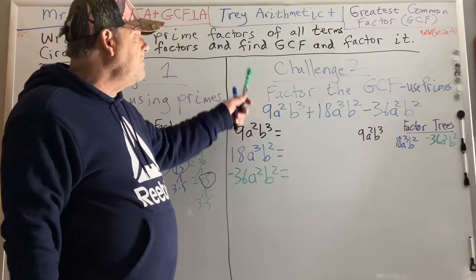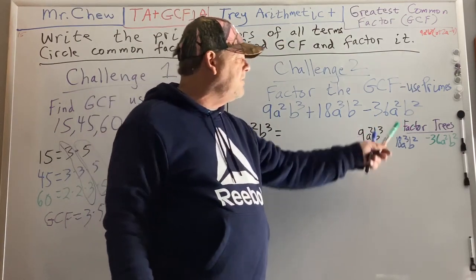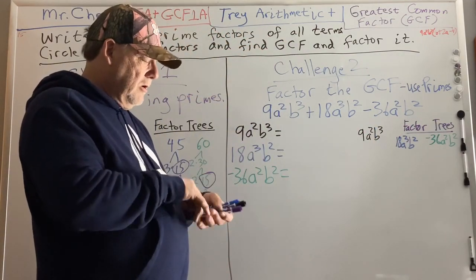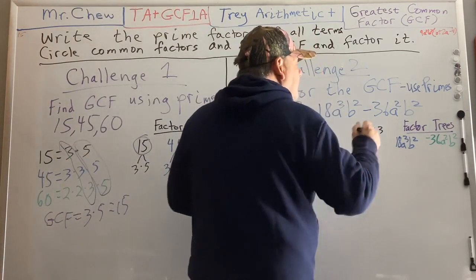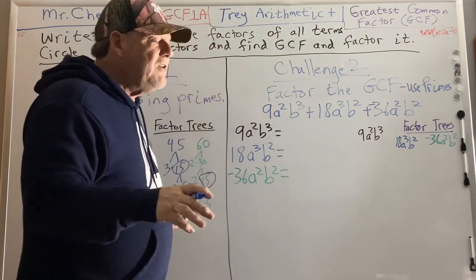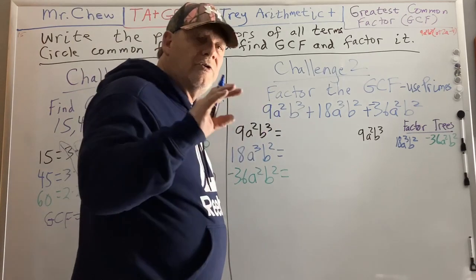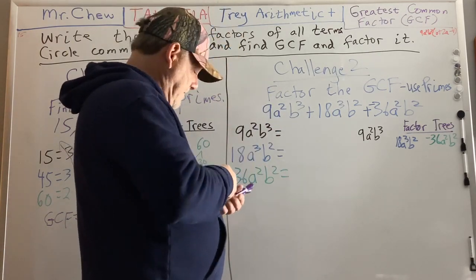So challenge 2 says factor the GCF using primes out of this expression. Very first thing I want to do, because it can cause a problem, is change the minus 36a squared b to plus a negative. And I've done that in earlier videos because students will leave off the negative sign. And if you do, it means you missed it.